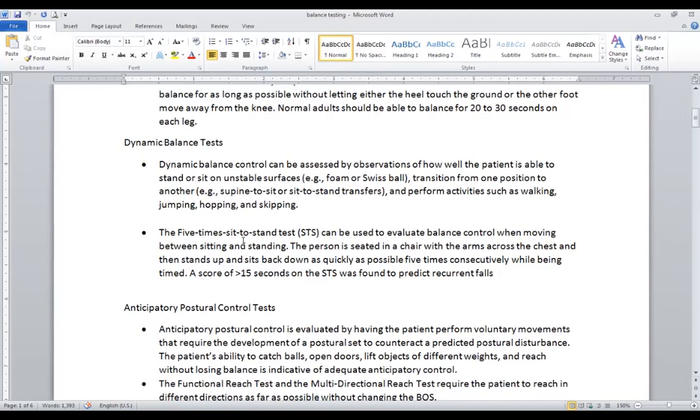So this is the slow increase in the complexity. First, make them perform on a normal, stable surface, then slowly on an unstable surface, like a foam cushion, then on a Swiss ball or a moving platform, something like that. Not only this, you can ask them to jump, hop, skip, march. All these are some of the dynamic tests. Then apart from that, we have another test called the sit to stand test. Okay, so the sit to stand test is, let me show you.